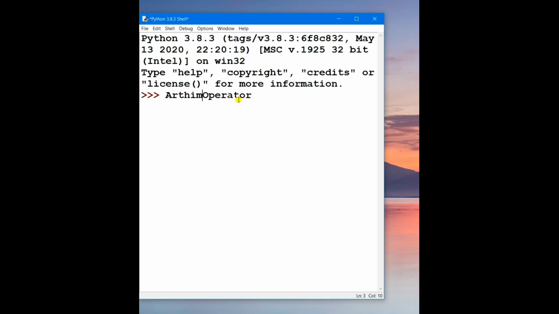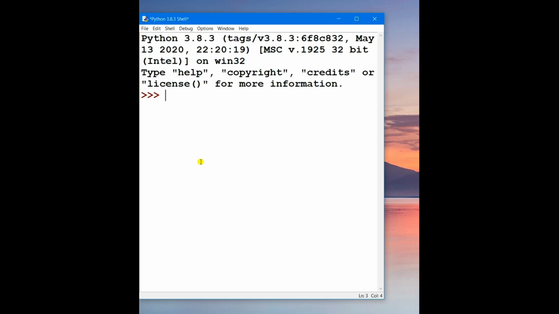arithmetic operators. All right, so let's start with the arithmetic operators. As you already know, arithmetic operators include addition, subtraction, multiplication, division, modulus, exponential, and floor division. I think you already studied them, but anyway, we will start with the addition operator.